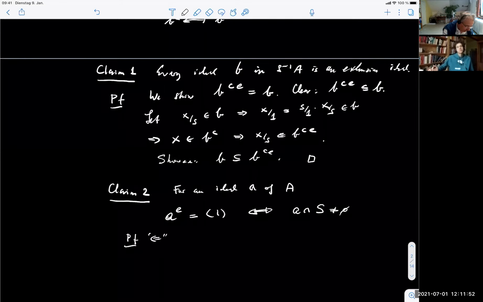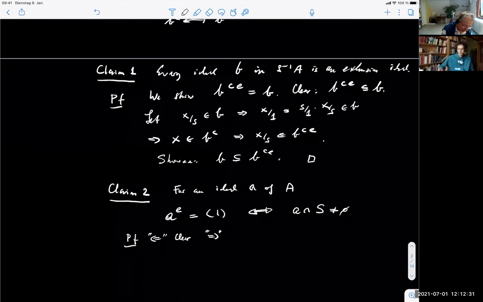Okay, let's do this direction, from right to left. Remember what happens if I localize: all of the elements of S become units. So if A intersects S, then A will contain a unit after localization. But then, of course, A extended is the whole thing, because it contains a unit. I hope this is clear. Let's do the other direction.